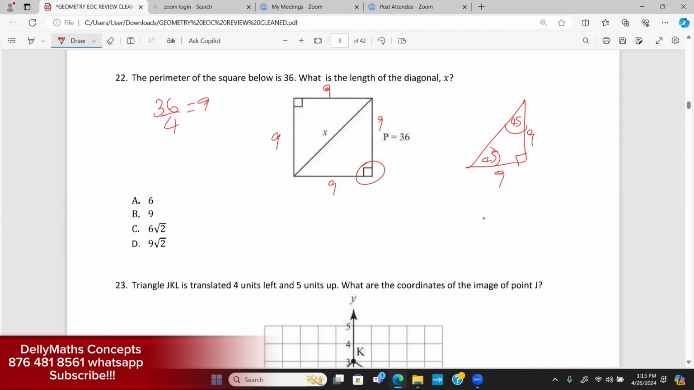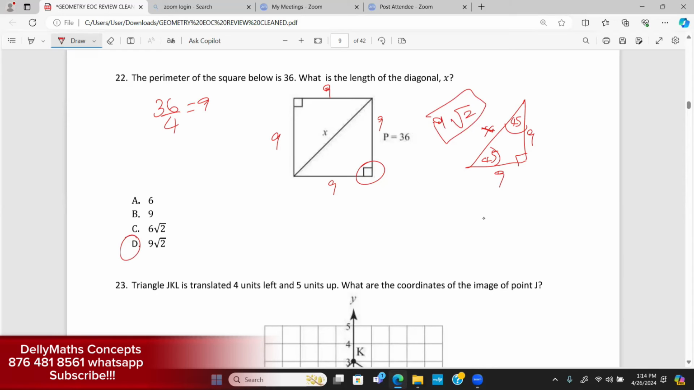Now, here's the thing. If I want to find this, remember that in those triangles, the hypotenuse is root 2 times the short side. So it's root 2, or you could say 9 root 2, or root 2 times 9. That is all we're looking for. And that is the answer. No working out. And if you want to work it out, that's fine.